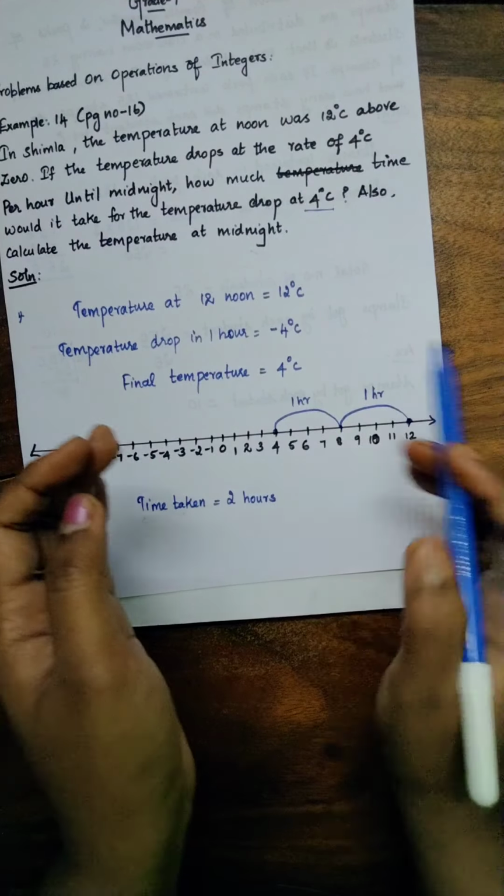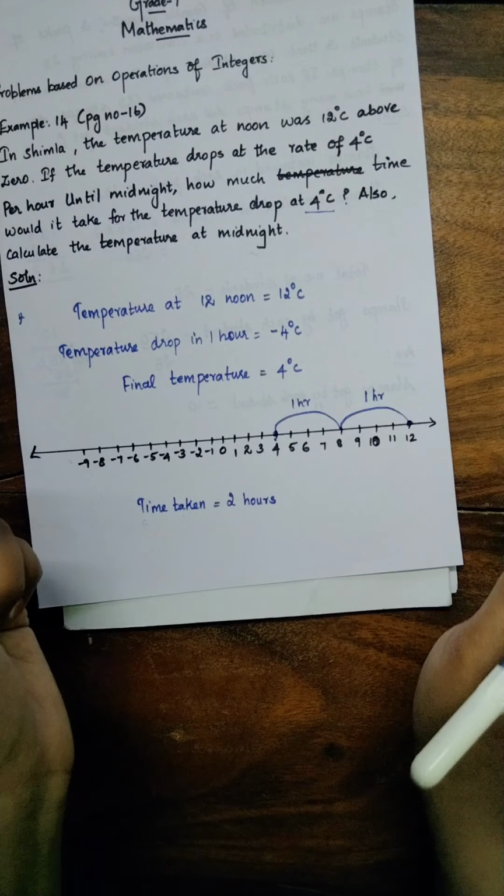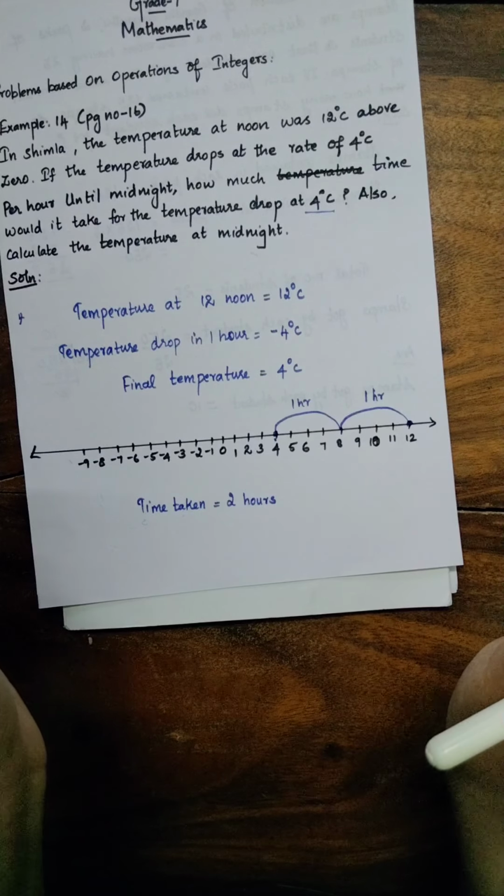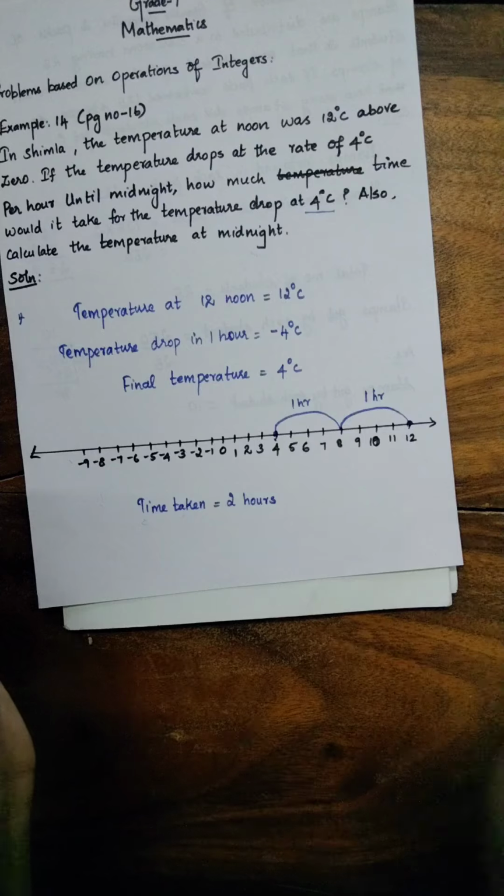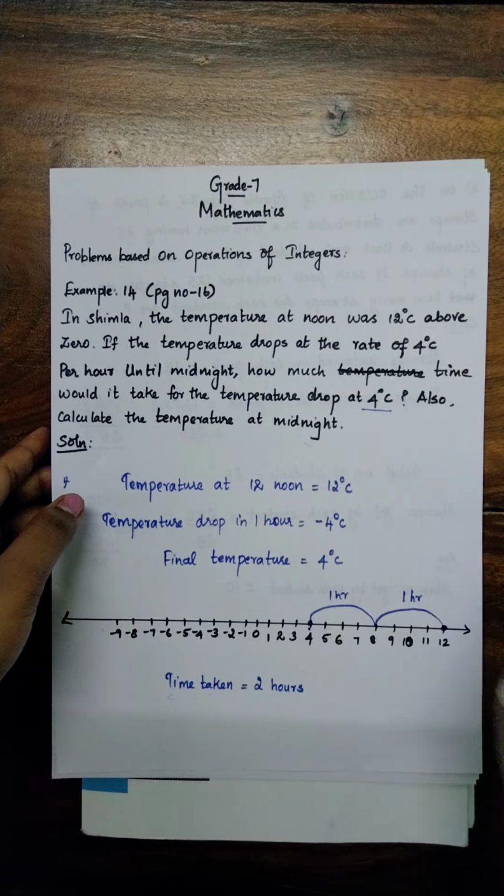So first, for 1 hour it is decreasing by 4 degrees Celsius. Starting from 12, count 4: 1, 2, 3, 4, it comes to 8. That is 1 hour. Then again we decrease 4 values: 1, 2, 3, 4, and we reach the final temperature. So 1 plus 1, 2 hours. Do you all understand? This is the time taken. Time taken is 2 hours. Understand? So we have completed our first part.